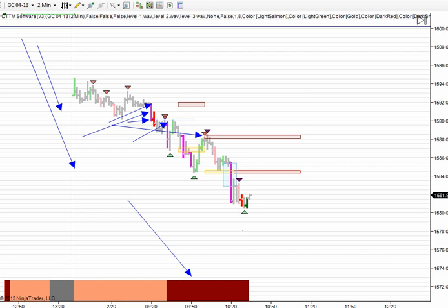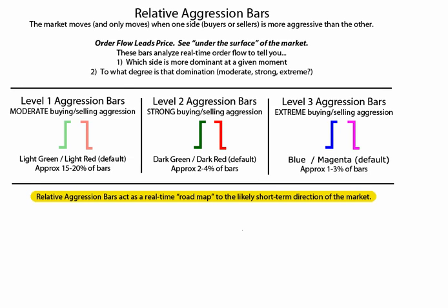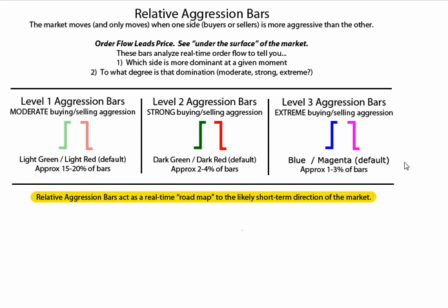And by that, let me just bring this over here. You can pause this and look at this more in depth if you want. But in terms of level 2 bars, dark green are level 2 buying bars, strong buying and selling aggression. Dark red is a level 2 selling. Blue is an extreme buying aggression bar. Magenta is an extreme selling aggression bar.